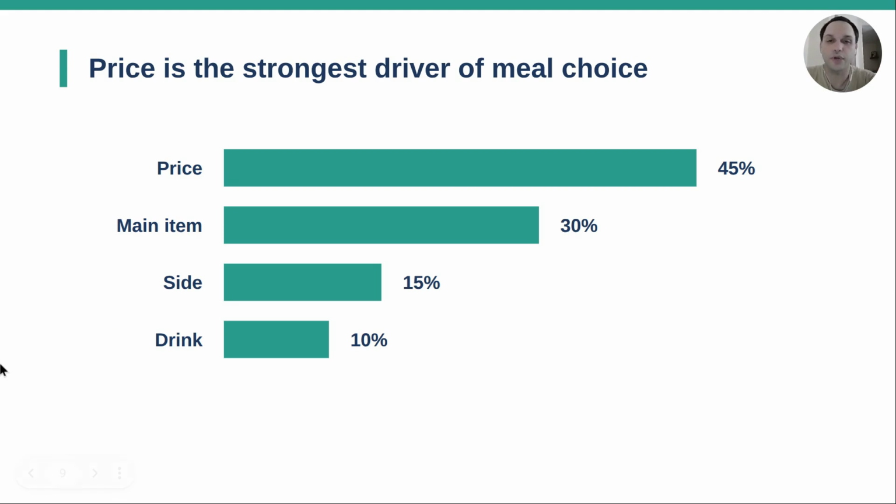After estimating preferences, we can calculate attribute importance. This chart shows how much influence each attribute has on decision-making. In this example, price is the strongest driver of choice. The main item is the second most important factor. Side and drink influence decisions as well, but to a lesser extent. This helps us understand what matters most when consumers make trade-offs.